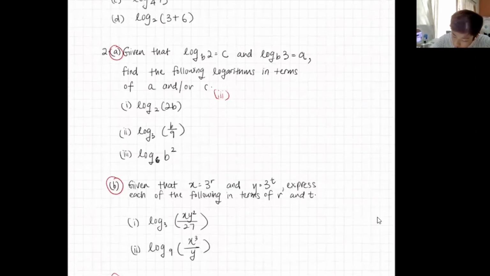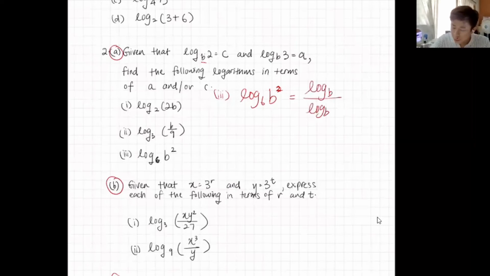Okay, so number 3 I'll do is log base 6 of b squared. So how do I go about this? I try to change log base 6 to log base b. Why do I have to change to log base b? Because the table is in terms of log base b. So when you have log base 6 of b squared, you want to change to log base b, so you put log base b above and log base b below.